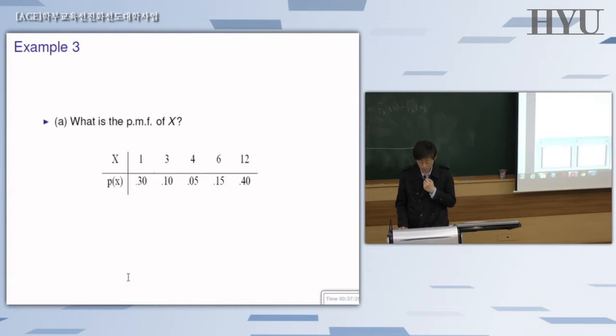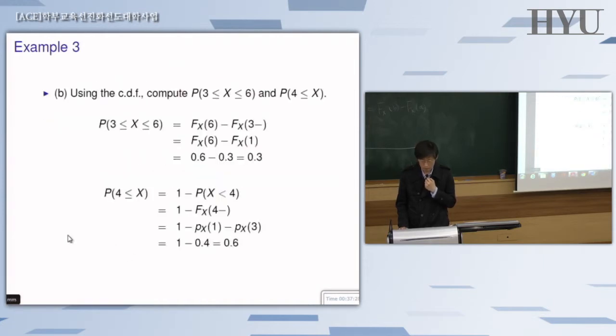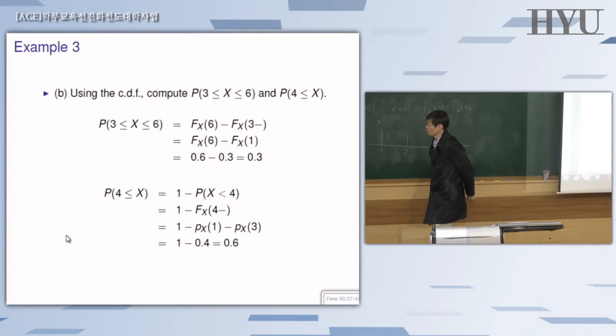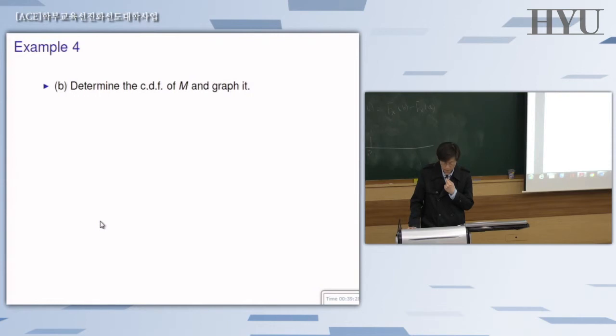And similarly, you can figure out the answer to the second probability. So if you do everything correctly, you should get something like this. Here I use the CDF function, but you can equally use the PMF and still get the same answer, 0.3 and 0.6. Last one before we move over to expected value, which is the next topic.